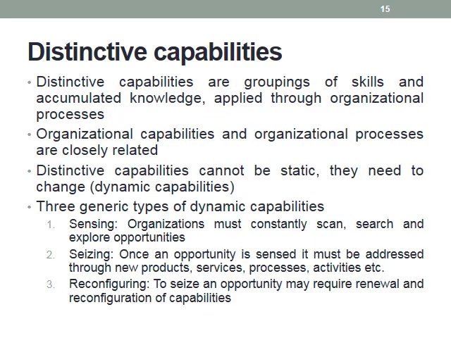Right. So we'll move on to discuss distinctive capabilities further. It's basically skills and accumulated knowledge, which is applied through organization processes as we discussed earlier. Organization capabilities and organization processes are closely related here. When you have good capabilities, you can obviously see good organization processes at the end of the day to create customer value.